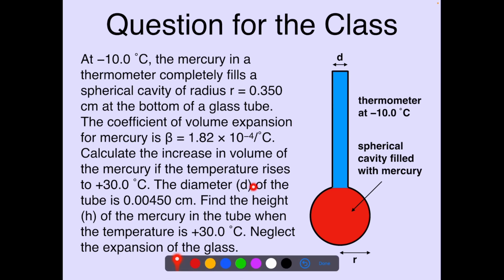Also, the diameter d of this glass tube is 0.00450 centimeters. So we're going to find the height of the mercury in the glass tube when the temperature is 30 degrees Celsius. So again, the idea is all of the mercury is confined to this spherical cavity when the temperature is very low. When the temperature rises, the mercury will expand and it will go up into this tube. We're going to find the height of the mercury in the tube when the temperature is 30 degrees Celsius.